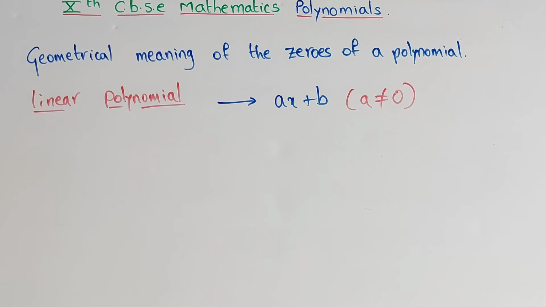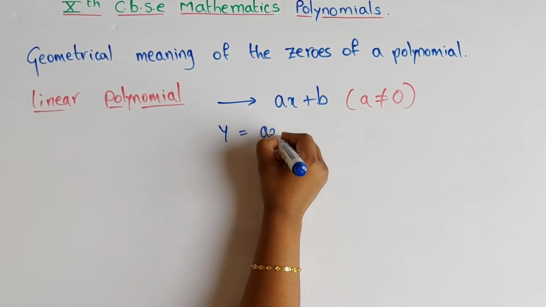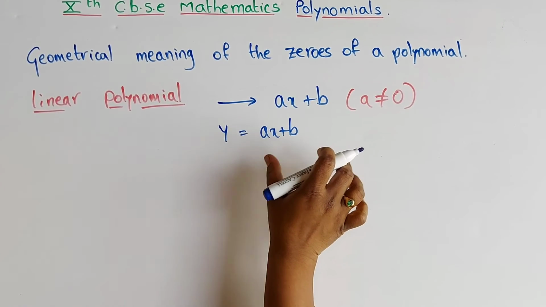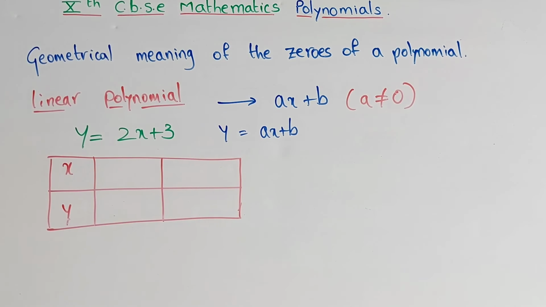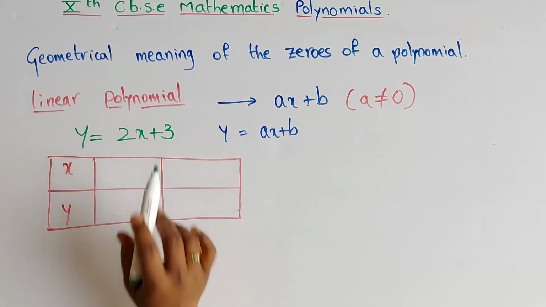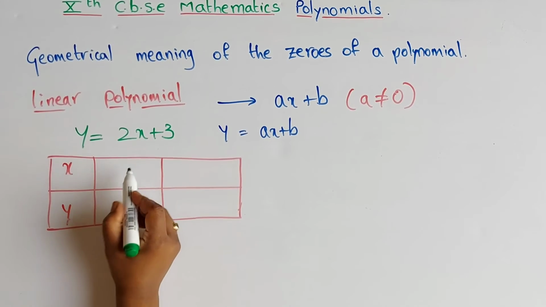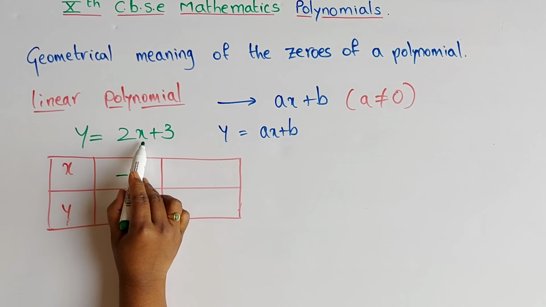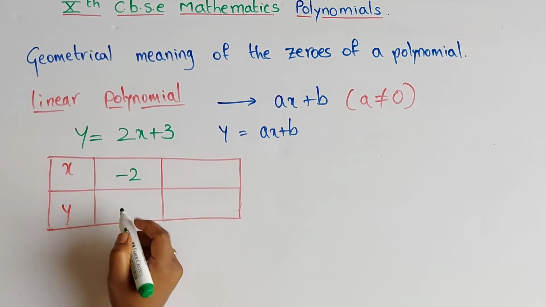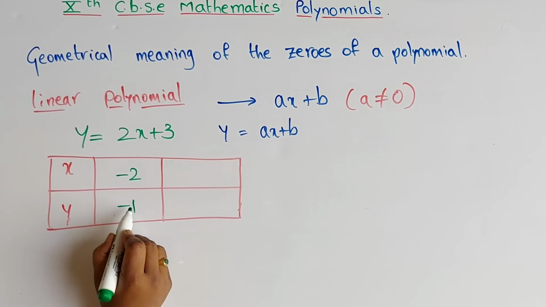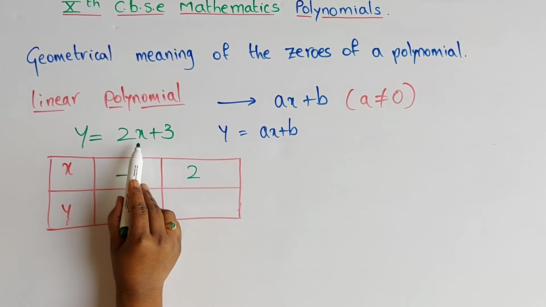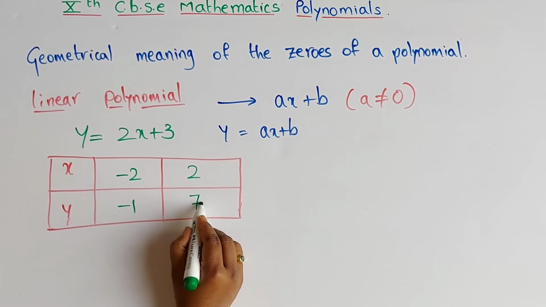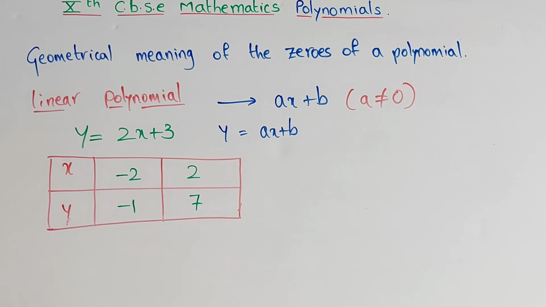Correct, children? You have already studied that if y equals ax plus b, then the graph representation is a straight line. Correct, children? Now we'll find the zeros of this polynomial by taking some values. Here I am taking the polynomial y equal to 2x plus 3, children. Right? If I take x value minus 2, 2 into minus 2 is minus 4, plus 3, it is minus 1. So y value is minus 1. If I take x value plus 2, 2 into 2 is 4, plus 3, y value is 7. Now we will represent the same points on the graph.